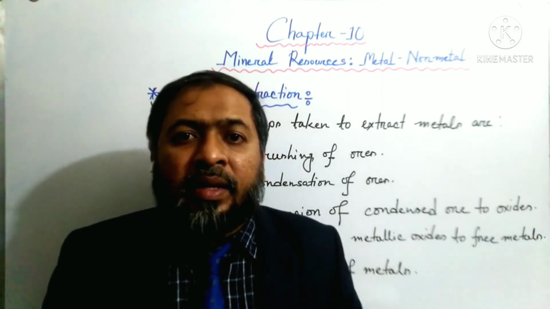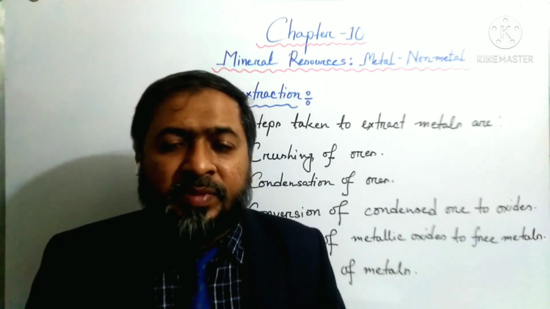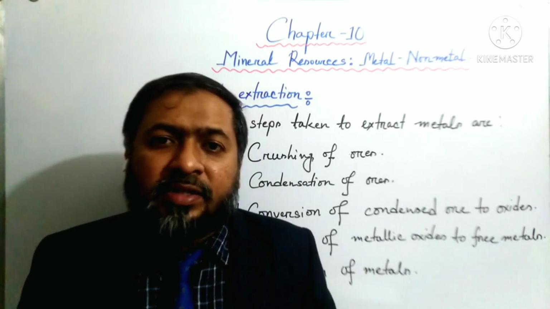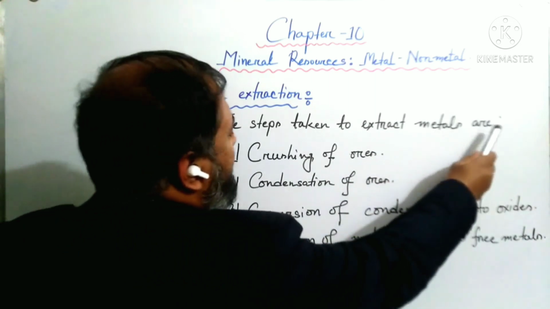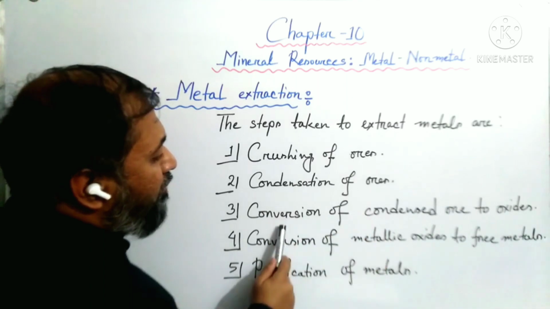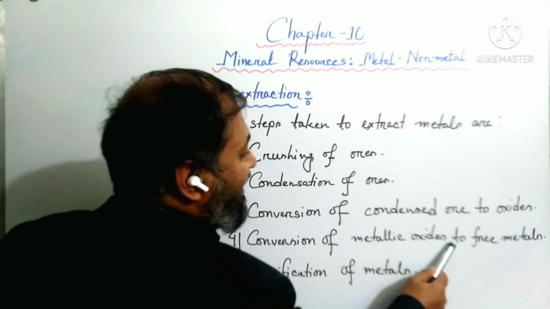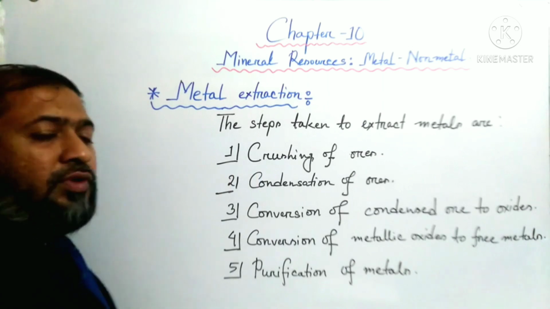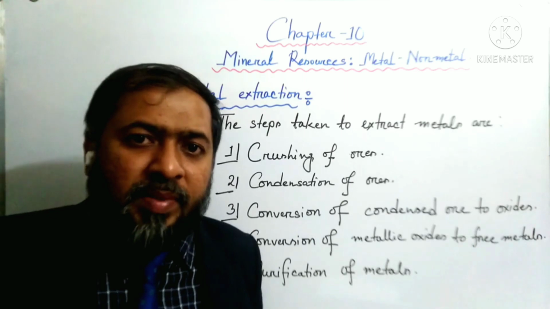In most cases, the metal extraction process takes different steps, and the steps taken are provided below. You can see the steps taken in extracting metals are: crushing of ores, condensation of ores, conversion of condensed ore to oxides, conversion of metallic oxide to free metals, and purification of metals. So these are the steps taken to extract most of the metals.